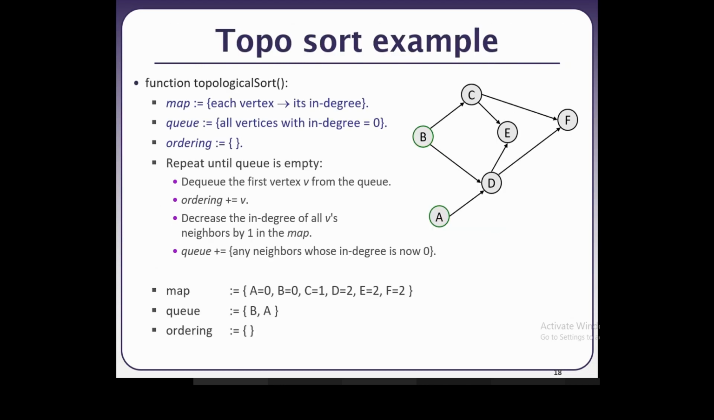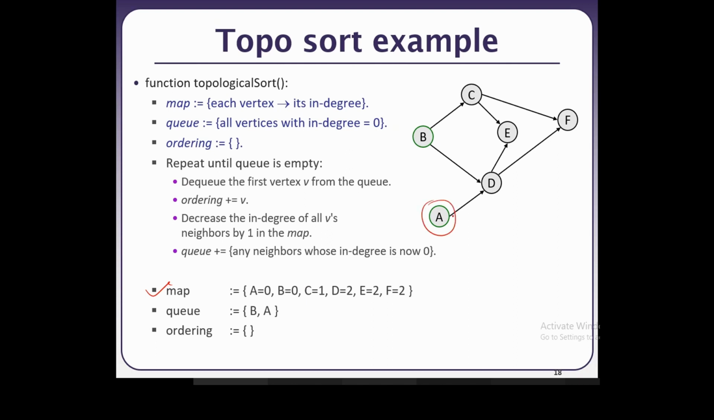Okay. So let's understand this by an example. Now this is the mapping for this particular graph. In-degree of A is 0, in-degree of B is 0, in-degree of C is 1, in-degree of D is 2, E is 2, F is 2. So 0, 0, 1, 2, 2, 2. Initially, we simply select the vertices with in-degree 0, that is B and A. B's in-degree is 0 and A's in-degree is 0, and we can select any one to insert in the queue.